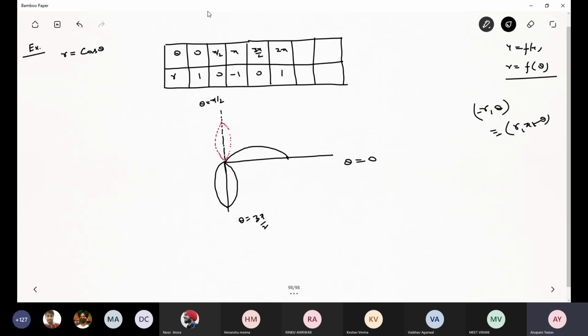Again, if you are moving theta from 3 pi by 2 to 2 pi, what is happening? It is moving from 0 to 1. So it will increase at this point and it will go like this, because now it is positive, so it will go like this. Okay, so in this way you will get this kind of structure.